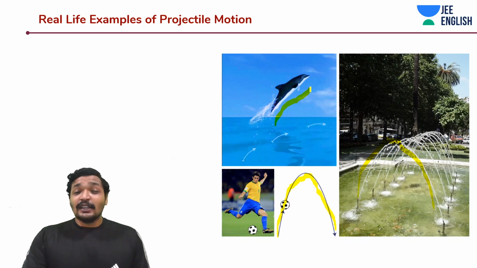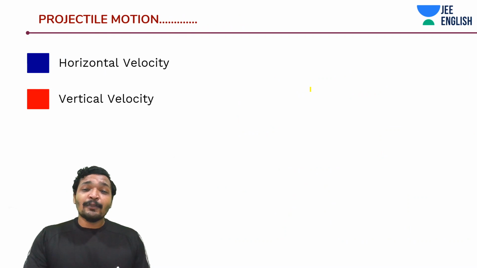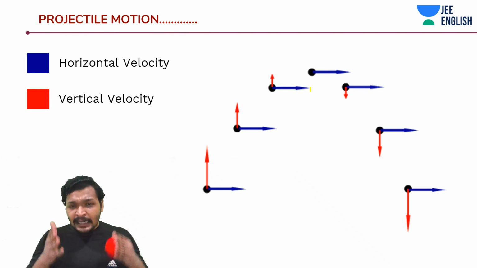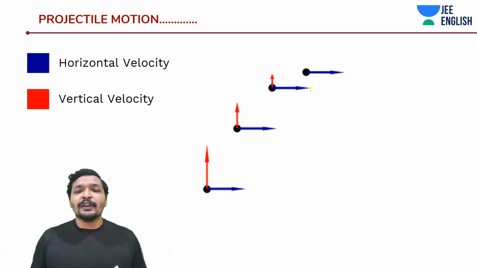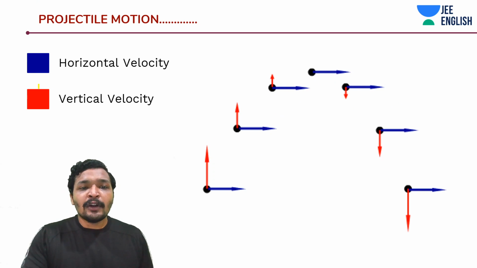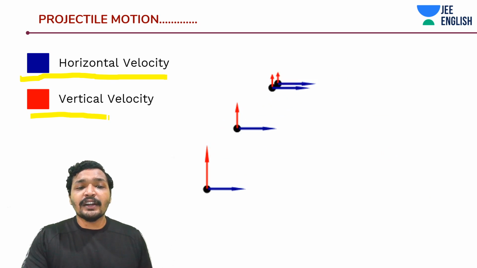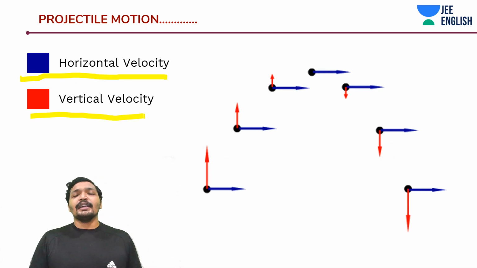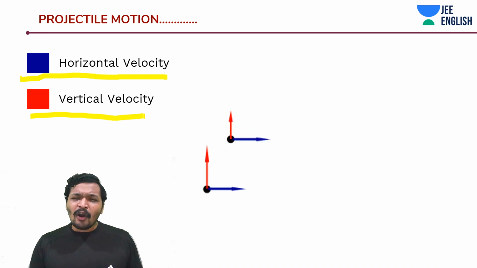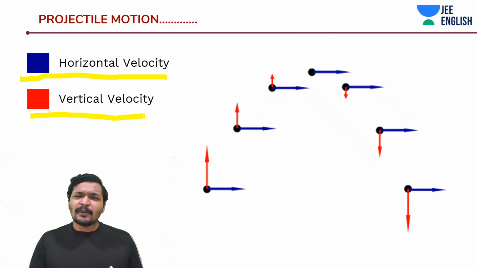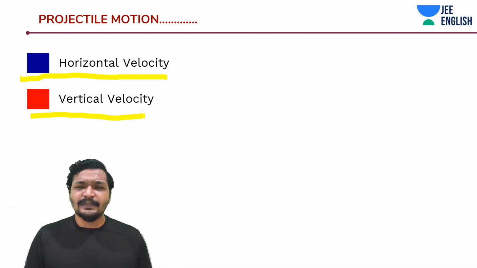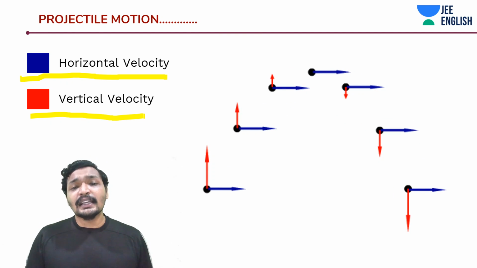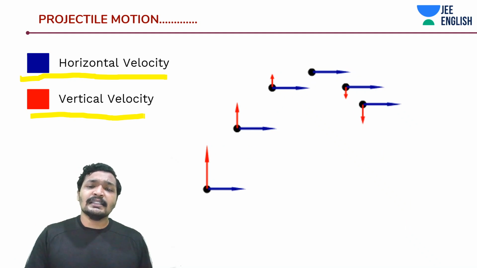Alright, guys. So let's understand projectile motion. Try to have a look at this. What is happening over here? The blue component is talking about horizontal velocity, and the red component is talking about vertical velocity. Carefully notice it. The momentum along the y-axis, or the vertical direction, is all exhausted, and again it increases as it comes down.